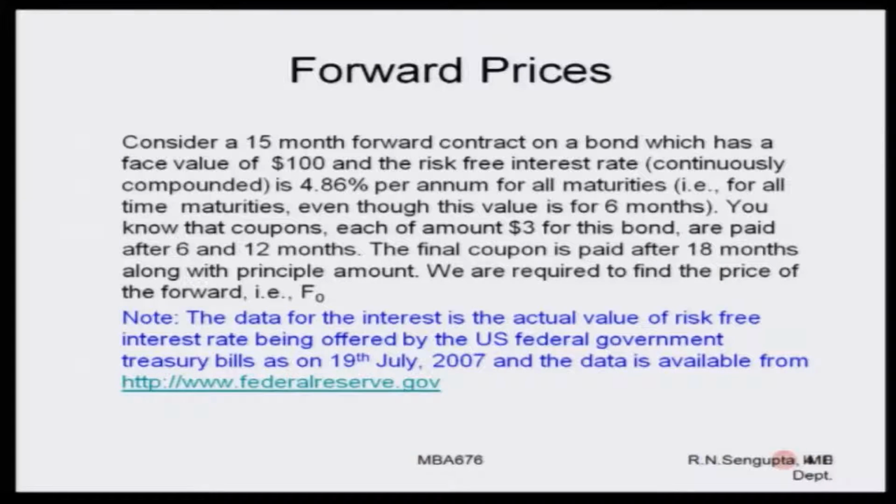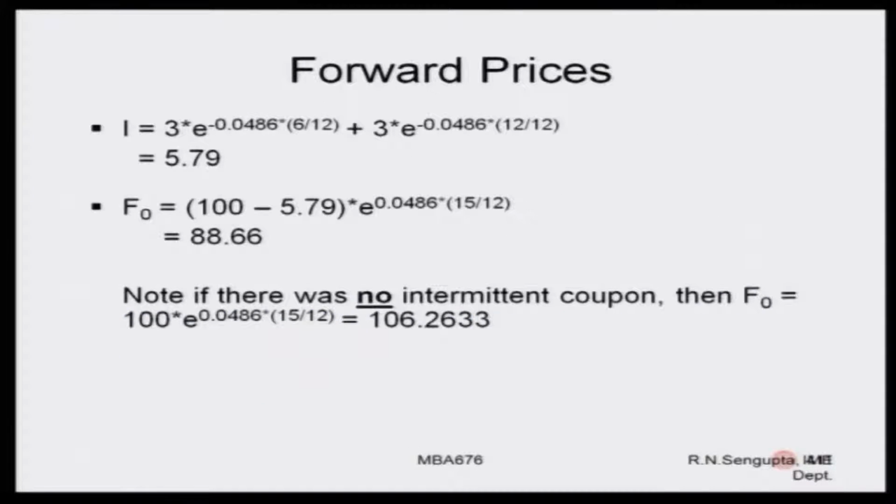Consider that a 15-month forward is there, the principal or face value is 100, and the continuous compounding per annum interest rate is given as 4.86. This data, as I mentioned, is calculated from the Federal Reserve, and for the 6 months, each coupon is for 3, and they would be paid at 6 months, 12 months, and so on. Based on that, if you find I0, then you can find the F0 price also, given that it is S0 minus I0, in brackets, into e to the power RT.